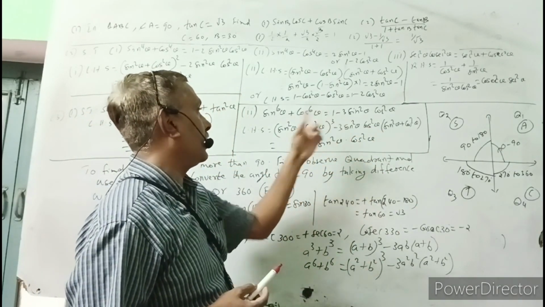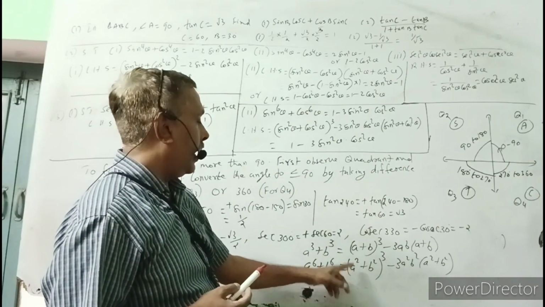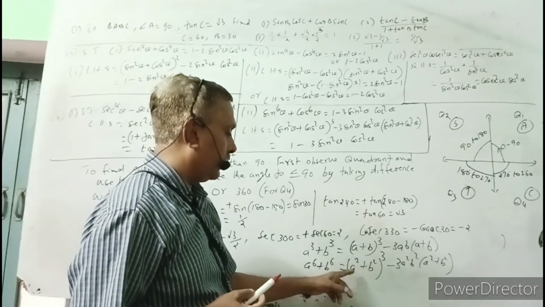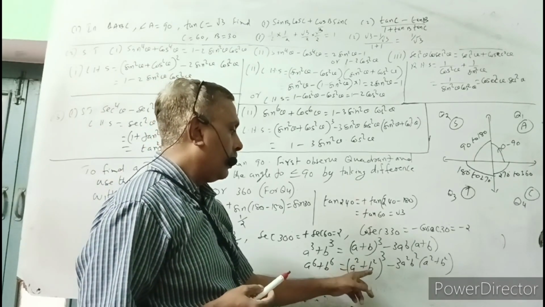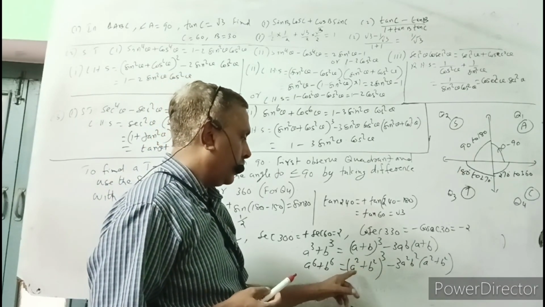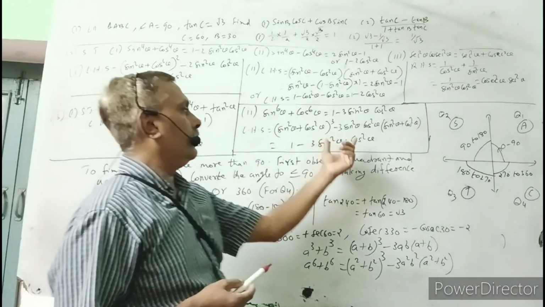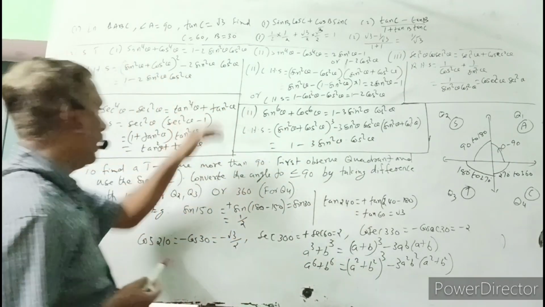I used a as sin theta and b as cos theta. So sin square theta plus cos square theta whole cube. In simplifying, you will get this result. So very simple. So that is all.